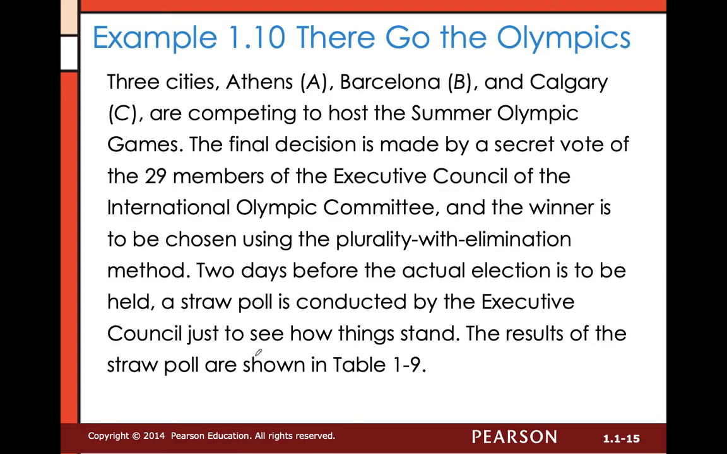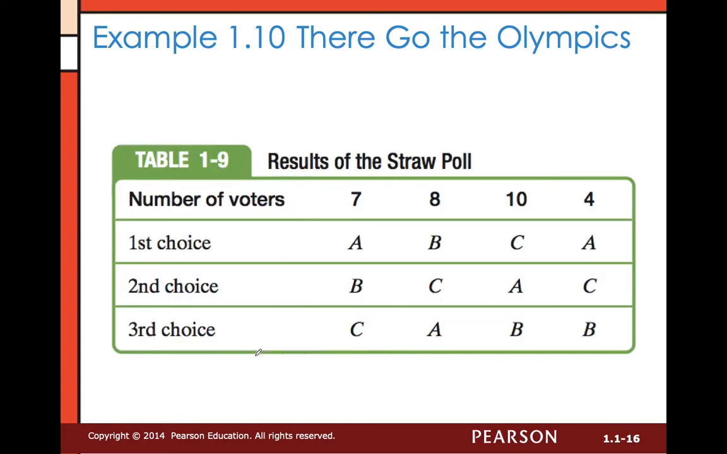So 3 cities, Athens, Barcelona, and Calgary, are competing to host the Olympic Games. The final decision is made by a secret vote of the 29 members of the Executive Council of the International Olympic Committee. And the winner is going to be chosen using the plurality with elimination method. Two days before the actual election is to be held, a straw poll is conducted by the Executive Council just to see how things stand. The results of that straw poll are shown here.